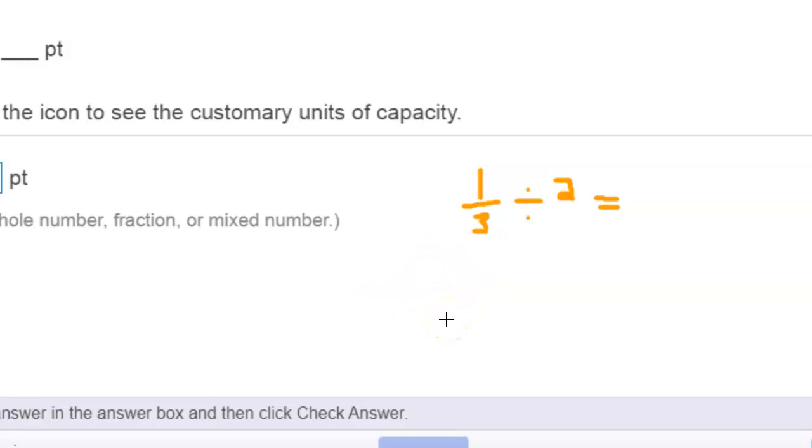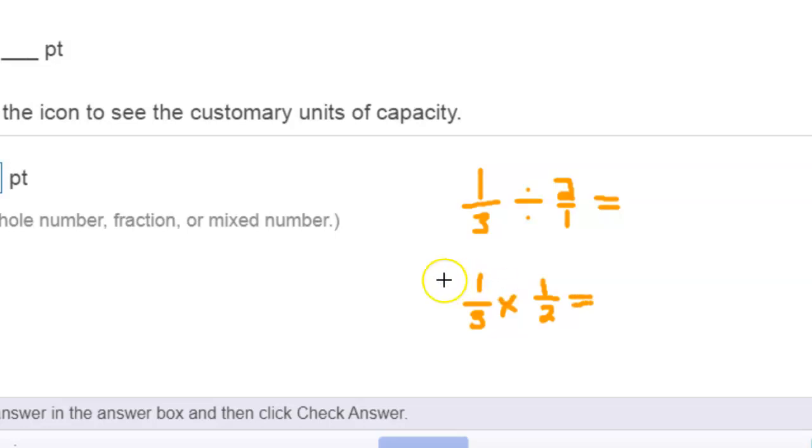Now, if you remember from class, when we're dividing fractions, we can actually do a special little strategy of just switching and flipping. Okay, so we're switching it to multiplication, and then we're just going to flip this over. So instead of 2 over 1, we're going to have 1 over 2. And it's the same thing. So I'm going to do that.